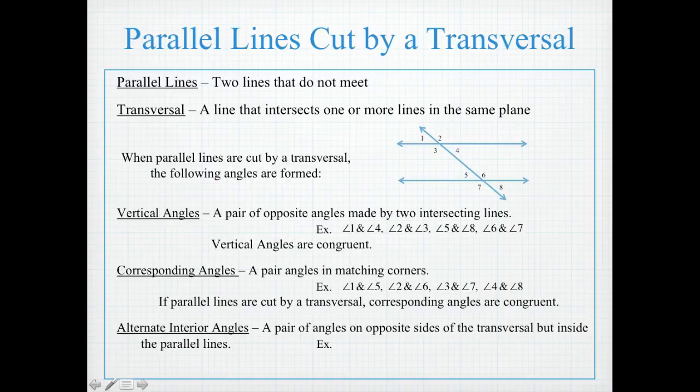Next we have alternate interior angles. Alternate interior angles are a pair of angles on opposite sides of the transversal but inside the parallel lines. So in this case, angles 3 and 6 are alternate interior angles, and angles 4 and 5 are alternate interior angles. And again, if parallel lines are cut by a transversal, alternate interior angles are congruent.